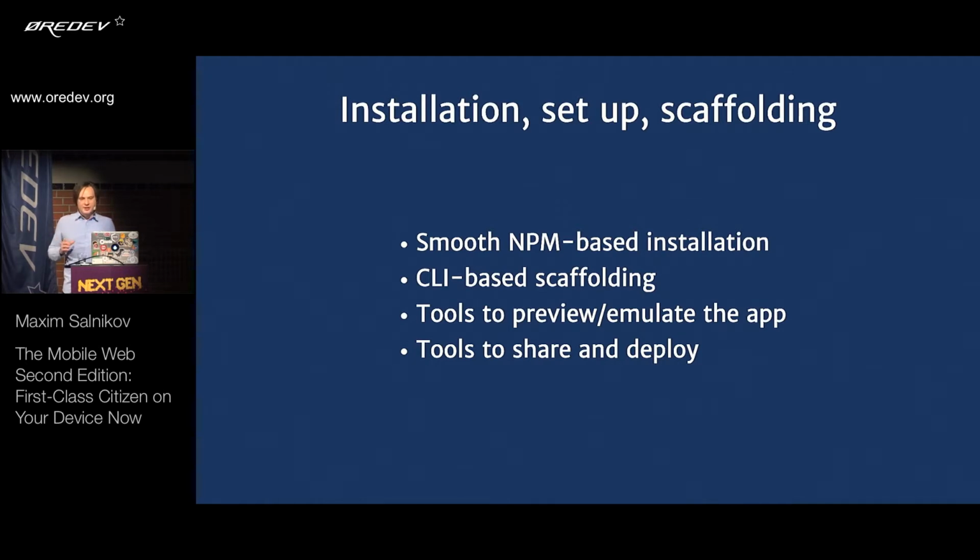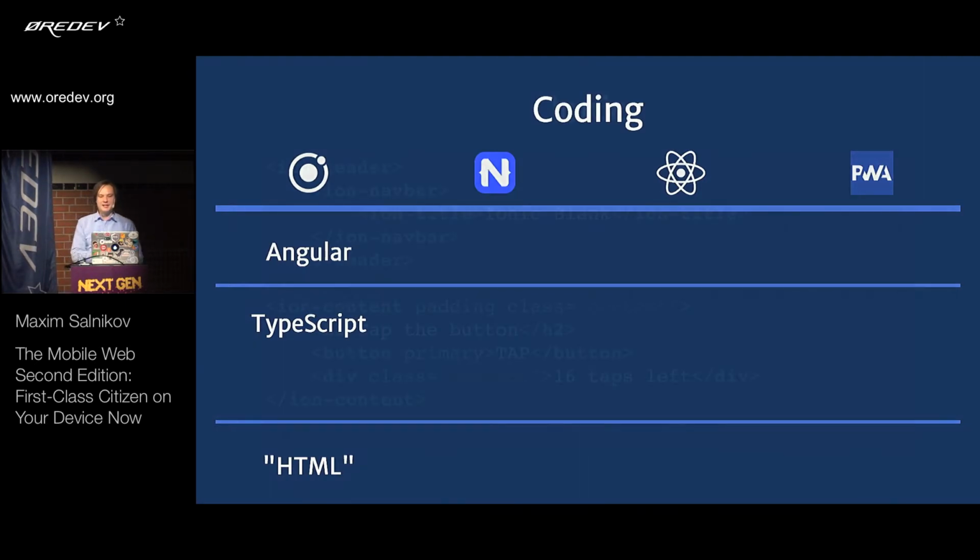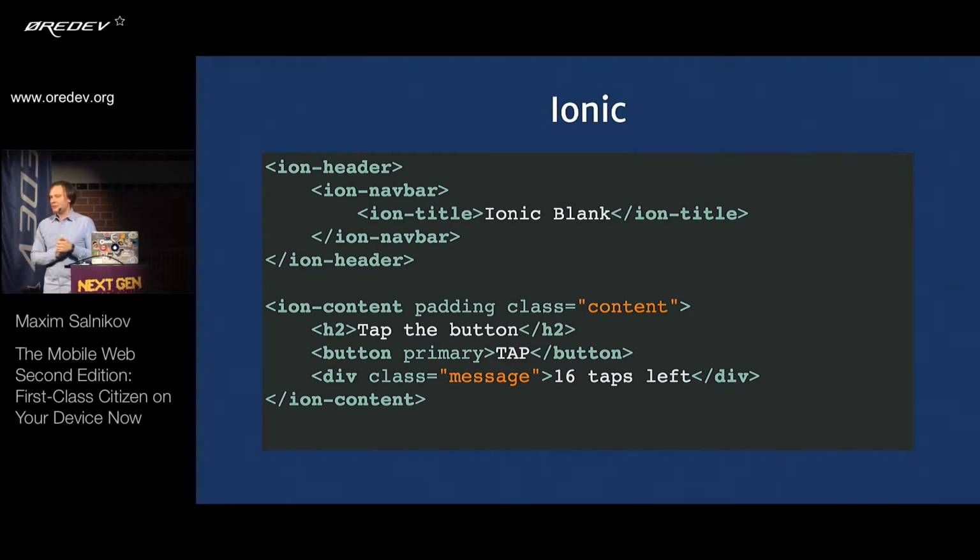What about coding experience? What do we use to actually write these applications? So let's have this kind of table. Ionic, pretty opinionated, I'd say. Angular plus TypeScript plus HTML. Why it's HTML? Because basically, Ionic has its own markup, which is technically XML. You can use regular HTML text, of course, there.